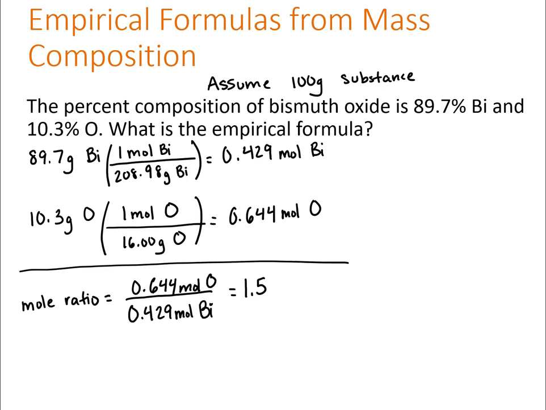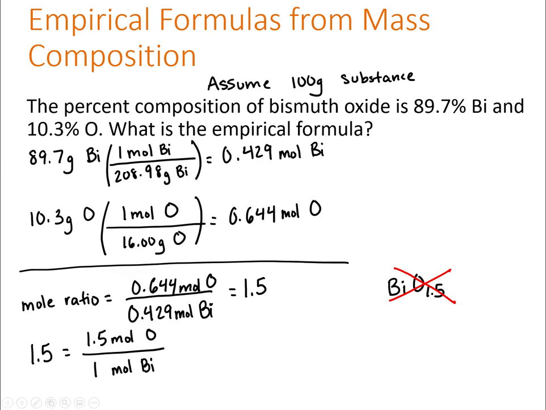That's certainly not a whole number. So what does that 1.5 mean? 1.5 moles of oxygen for every 1 mole of bismuth. Well, we can't just write that, okay? That's wrong. 1.5 isn't a whole number. So you need to get from the 1.5 to a whole number.